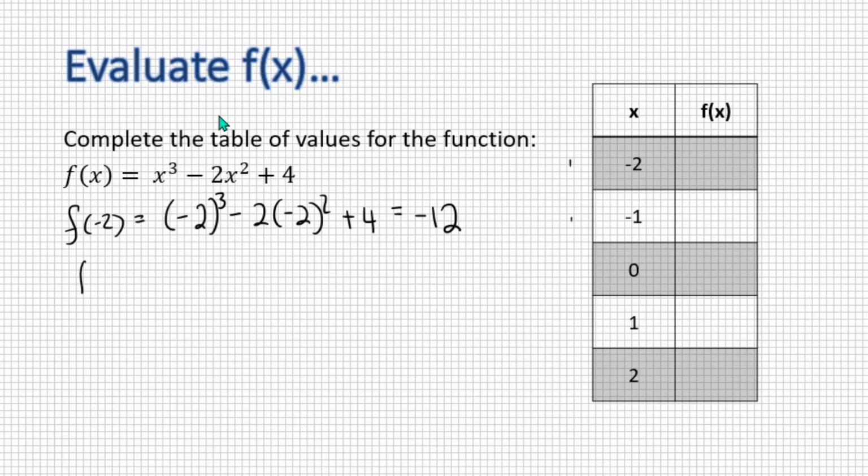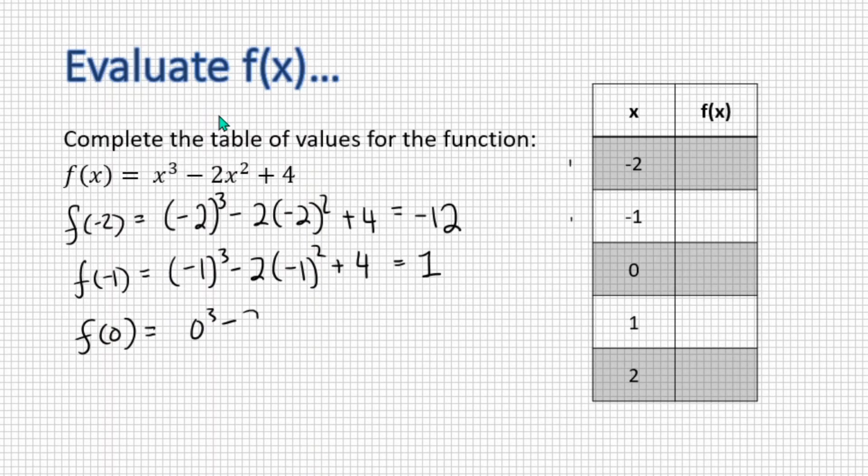Watch out for your negatives and positives, knowing what happens when you've got those cubes and squares and how it acts. And you can just continue on filling this in. This will be 0 cubed minus 2 times 0 squared plus 4. Nice and easy.